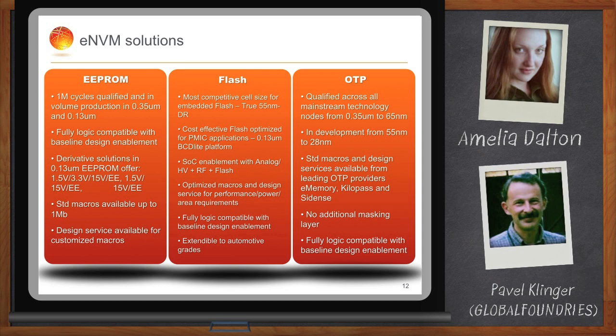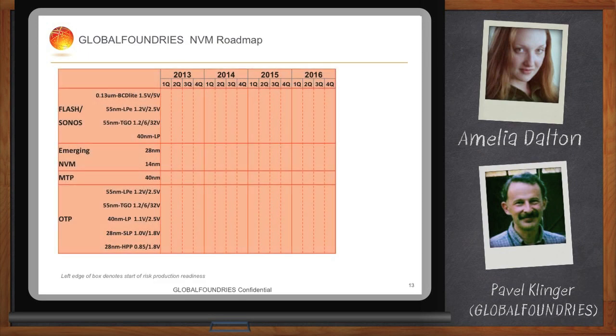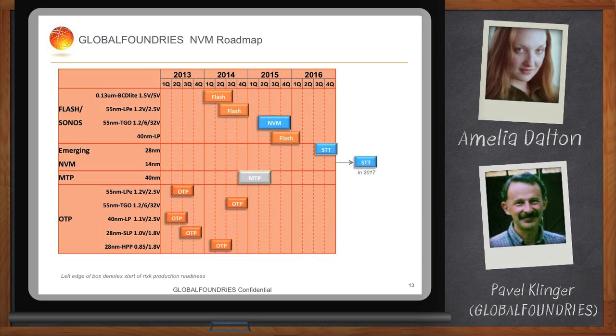Fantastic. So, Pavel, what does the roadmap look like for this? Yeah, it's a great question, because the customer might ask, when are we going to have such wonderful solutions? I'm ready for them. Absolutely. In the last slide, I'm showing you the capability and the roadmap of our NVM technologies. You can see that flash technologies will be offered in 2014. And we're going to offer flash technology at 40 nanometers sometime in 2015.